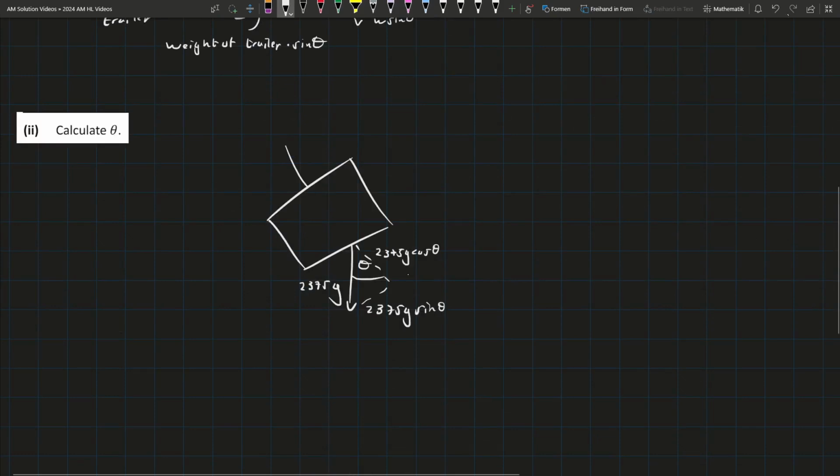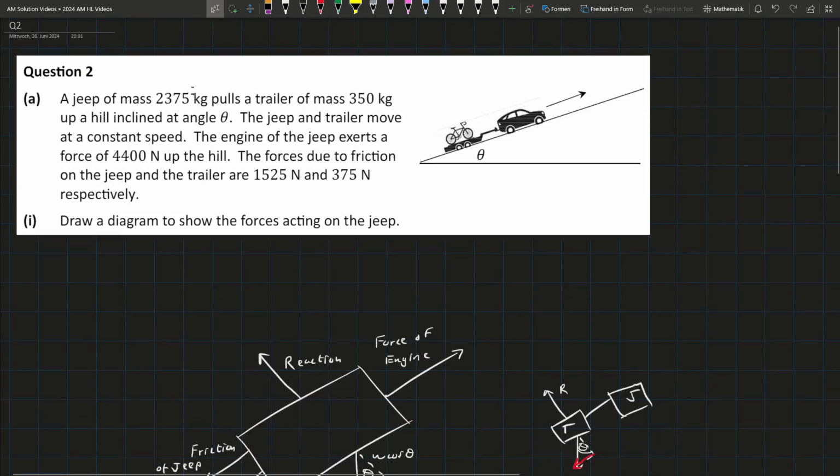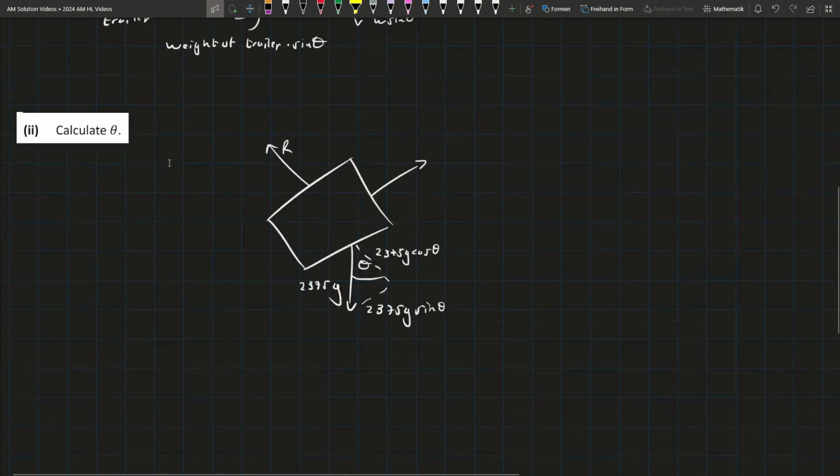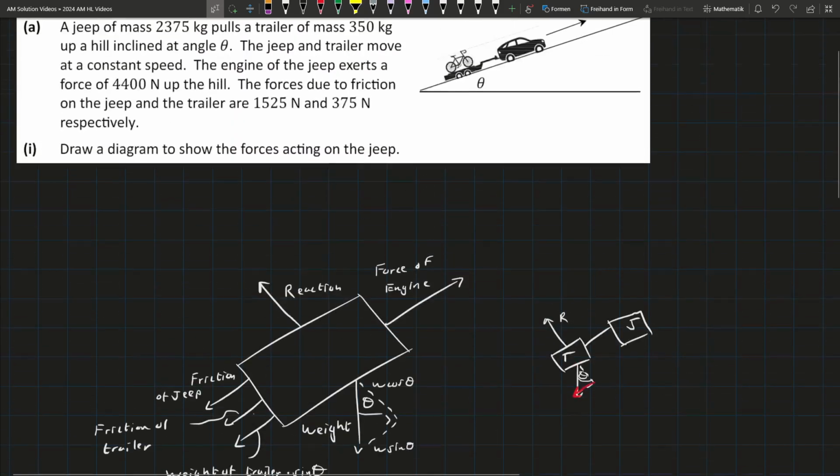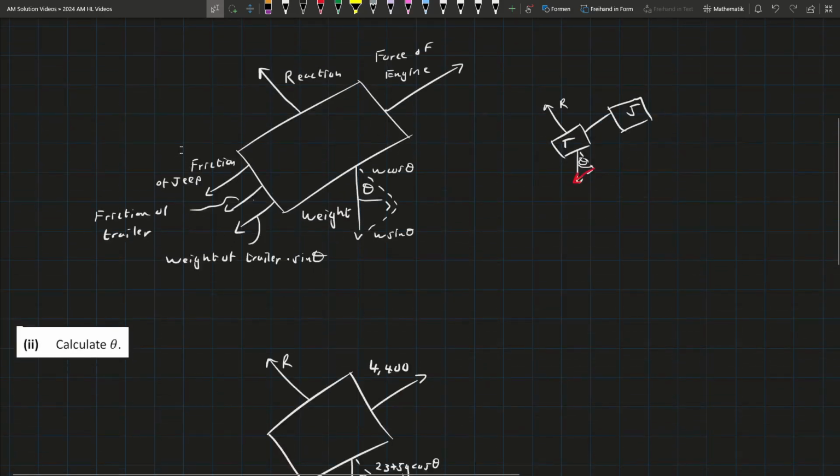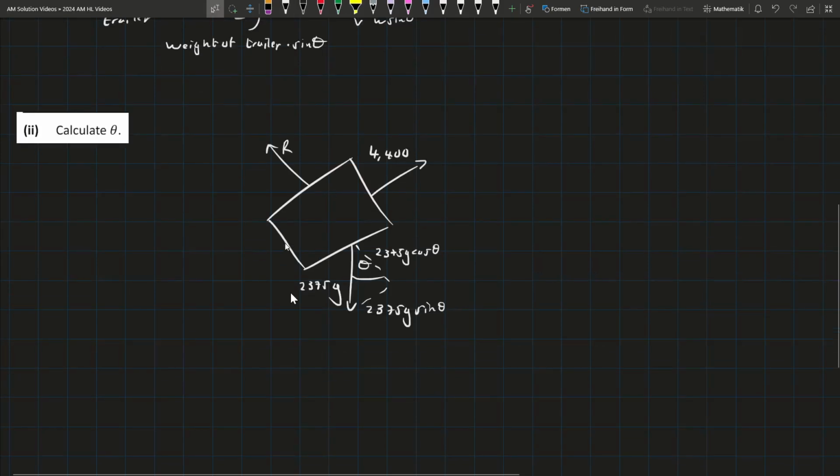The reaction is also acting on it, isn't super relevant here though. The force pushing it up the hill is going to be the force of the engine, 4,400 newtons. And then pulling it down the hill, we have these three forces. So we have both the frictions and the weight of the trailer times sine theta. So what we'll have is the frictions. So I'll actually write these separately here.